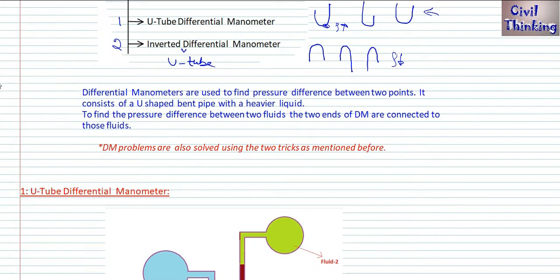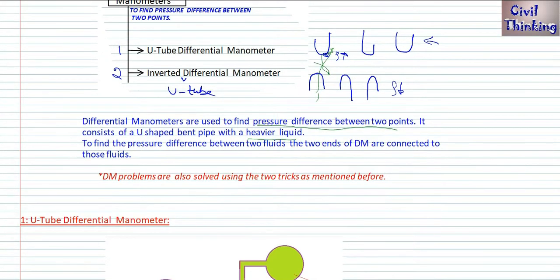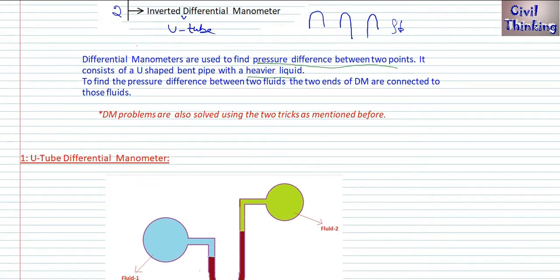Differential manometers are used to find the pressure difference between 2 points. It consists of a U-shaped bent pipe with a heavier liquid. I have told you that here we use a heavy liquid. To find the pressure difference between two fluids, the two ends of the differential manometer are connected to those fluids.